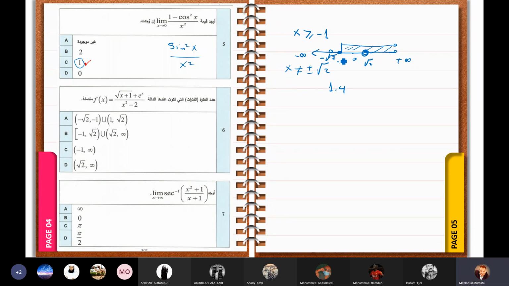So what is the domain here? From -1 to infinity, except this point. How do we write it in interval notation? It will be -1 closed, to square root of 2 open, union square root of 2 open to infinity.